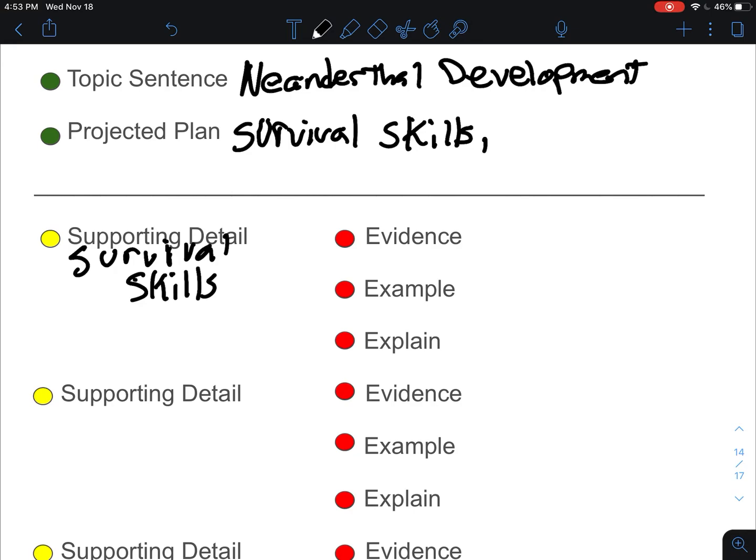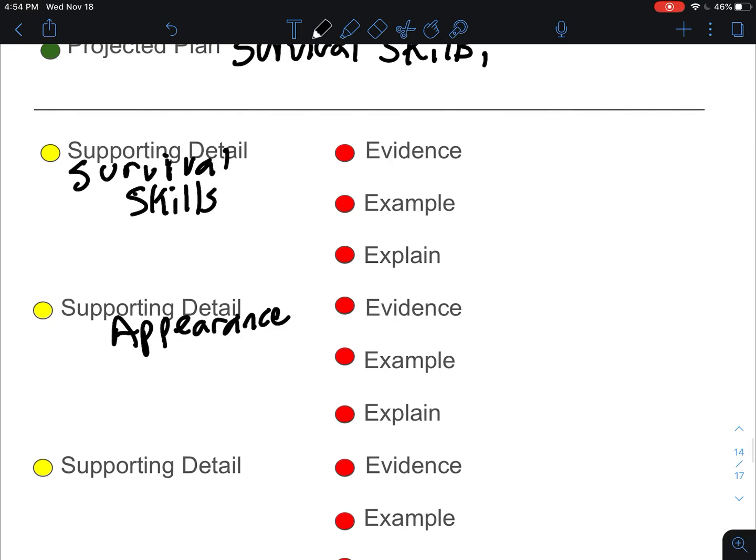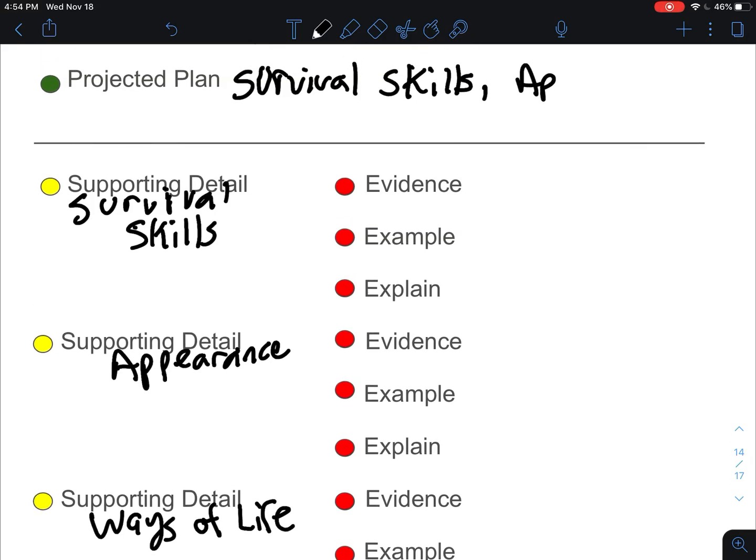All right. For the next one, what could be another way that Neanderthals showed their development? Yep, with their appearance. All right, they talked a lot about Neanderthals' appearance. And then of these 3 choices I'm going to show you, what would be the best choice for the third yellow? Yep, definitely ways of life. All right, how they lived as Neanderthals, what they did. So now that we have our 3 yellows, let me also put them here in my projected plan.